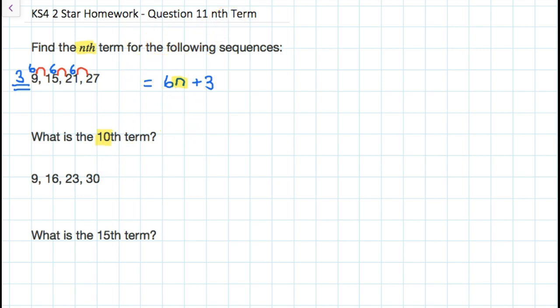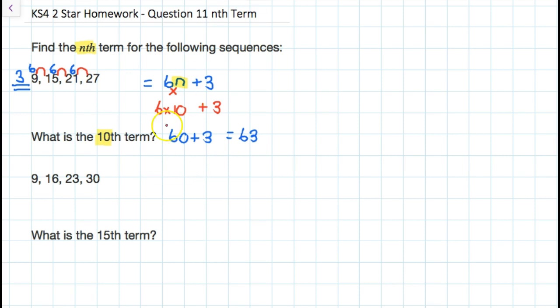So we should remember that in between the 6 and the n is actually a multiplication, so numbers and letters next to each other are multiplied, which means this is now going to be 6 times 10. And we're going to add the 3 onto it. So that gives us an answer of 6 times 10 is 60. Add the 3 gives us the 10th term of 63 in this sequence.